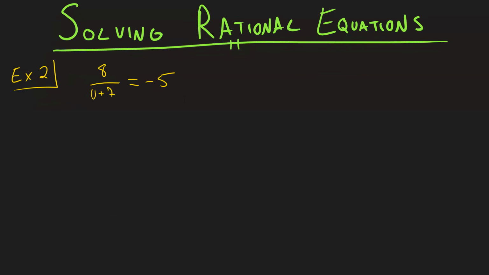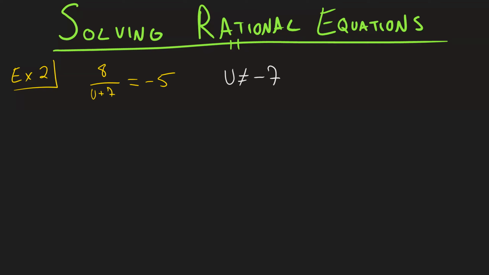Now in our next problem, we have 8 over a binomial, u plus 7, is equal to negative 5. We're going to use the same trick here to solve this problem, except in this case, we are going to multiply by the entire denominator, not just one term. Of course, we need to find our excluded value first. What can u not equal? In this case, u cannot equal negative 7, since u plus 7 cannot equal 0.